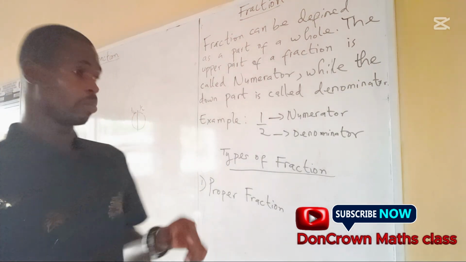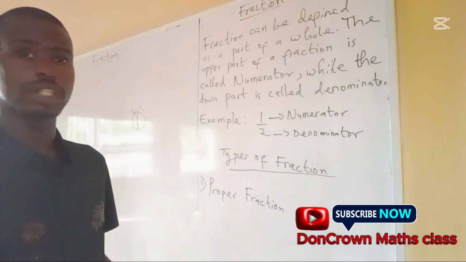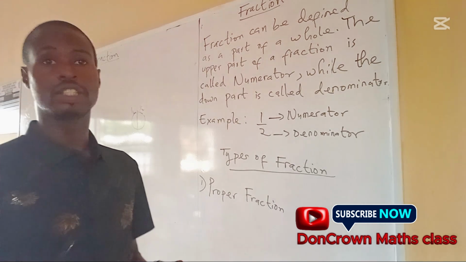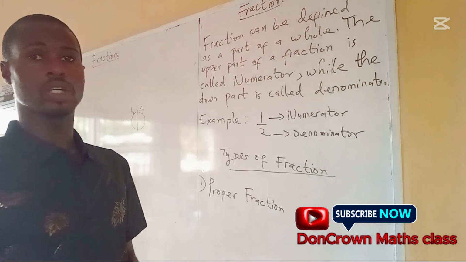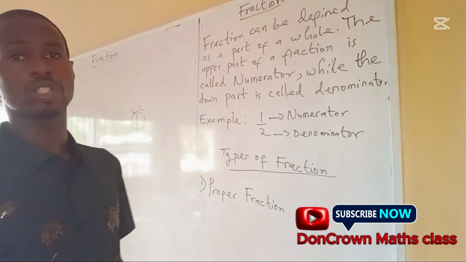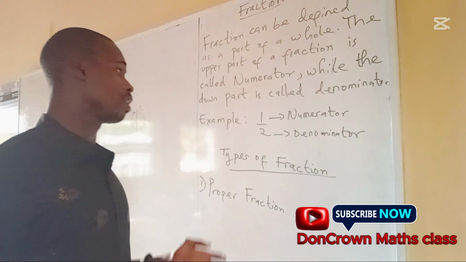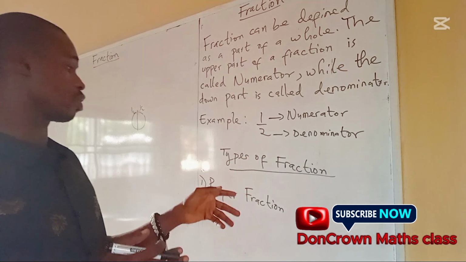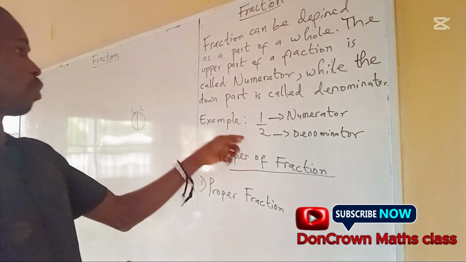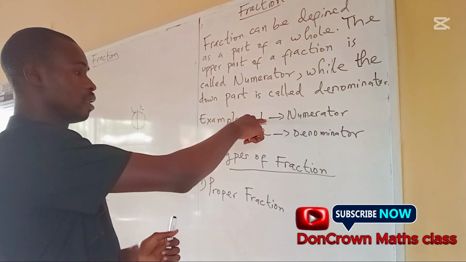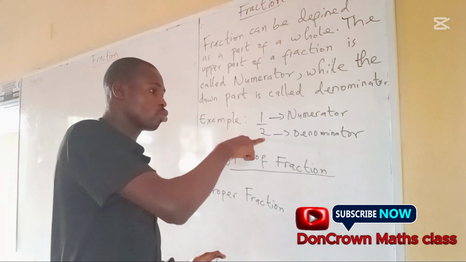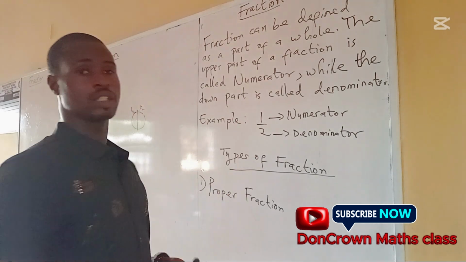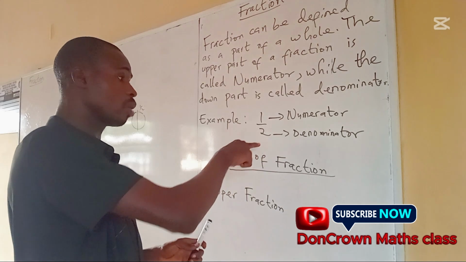Now, what is a proper fraction? A proper fraction is a type of fraction where the numerator is less than the denominator. How do I mean? Take this example, which is a perfect example of a proper fraction, because we have 1 as the numerator and 2 as the denominator. The numerator is less than the denominator, which is 2.